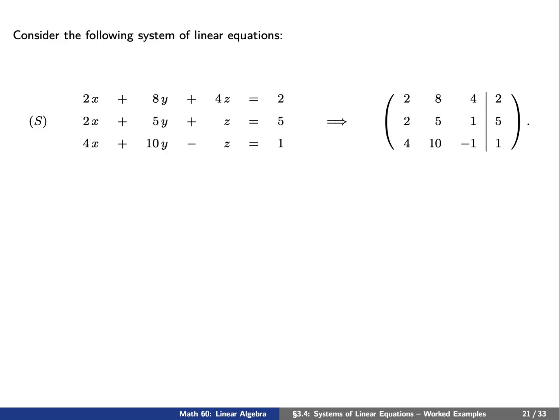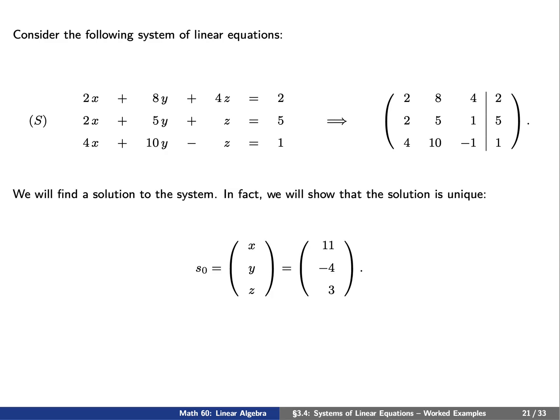Notice that we have the coefficients on the left, 2, 8, 4, 2, 5, 1, 4, 10, -1. We then place a vertical slash to remind us where the equal signs are, and then we have what's to the right of the equal sign, namely 2, 5, 1. We're going to really think of the augmented matrix as just being shorthand notation for what's actually happening for our system. We're going to work to find a solution to this system, and in fact, we're going to show that this solution is unique, namely that it's 11, -4, and 3.